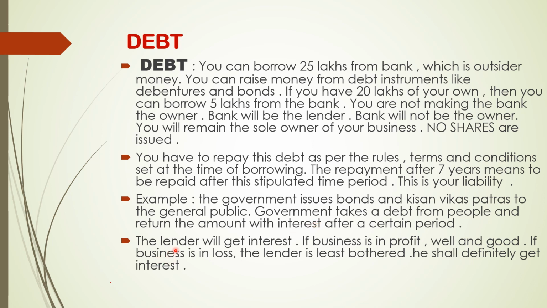Now, what does the lender get in return? The lender is going to get interest. If the business is in profit, very well and good, he will get his interest. But if the business is in loss, still the lender will very well get his interest. The lender is least bothered with the functioning of the business. He is not going to intervene in the business. He is not concerned whether you have a flourishing business or a loss occurring. What he is bothered with is his share of interest which he should get periodically.